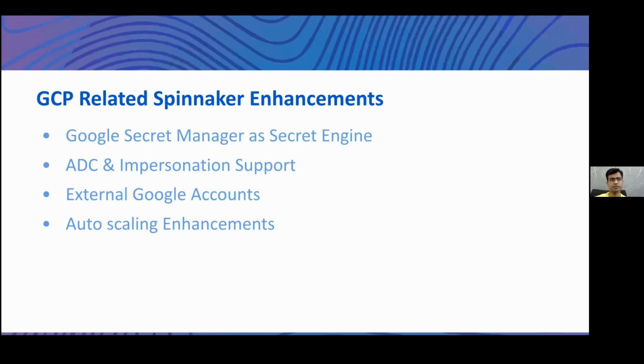Okay, now we see some of the Spinnaker enhancements related to GCP. One is Google Secret Manager, which is now implemented as a secret engine. And the remaining three are related to the Google Compute Engine cloud provider: ADC and impersonation support, external Google accounts, and autoscaling enhancements. So we will see briefly what these enhancements are.